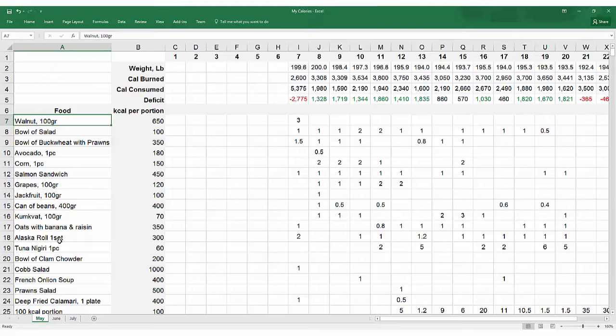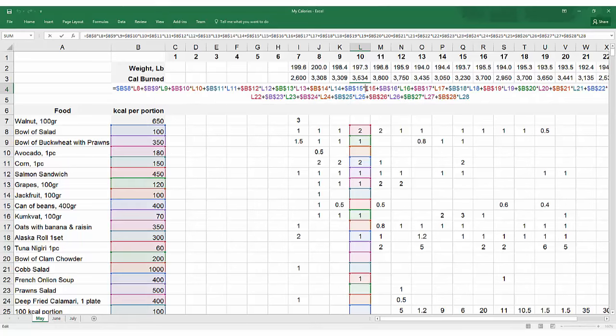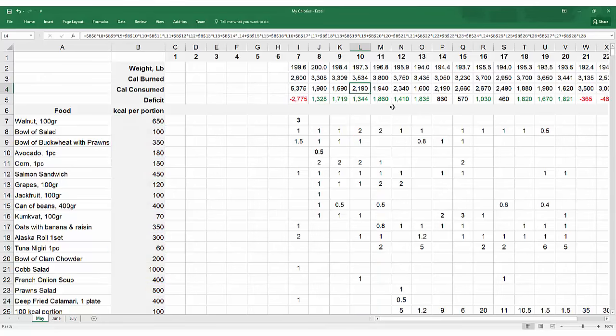So I have a list of food, how many calories each food brings into my body, and then how many portions of food I was consuming. For example, a bowl of salad would give me 100 calories. And sometimes I would consume one bowl of salad during the day, and sometimes it would be two. And then I did some calculation, calories consumed. So this number is actually calculated. It multiplies these two numbers and just gets to the number.